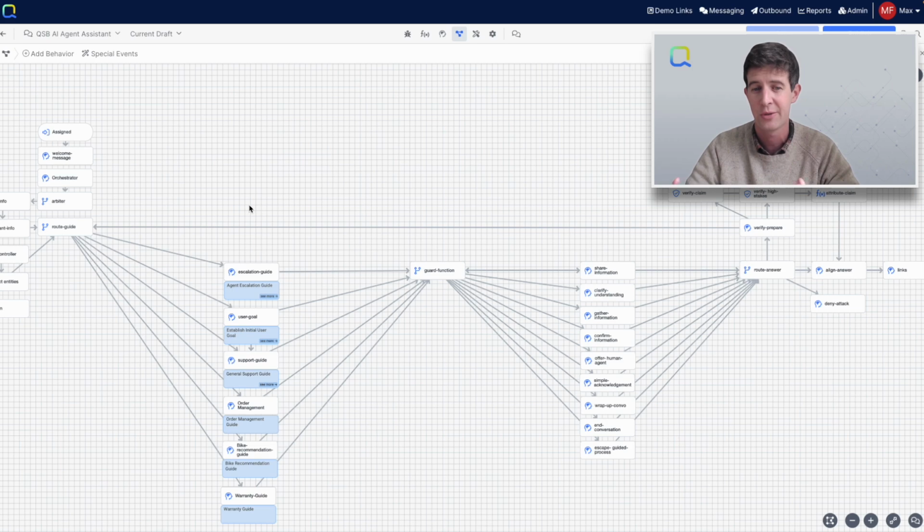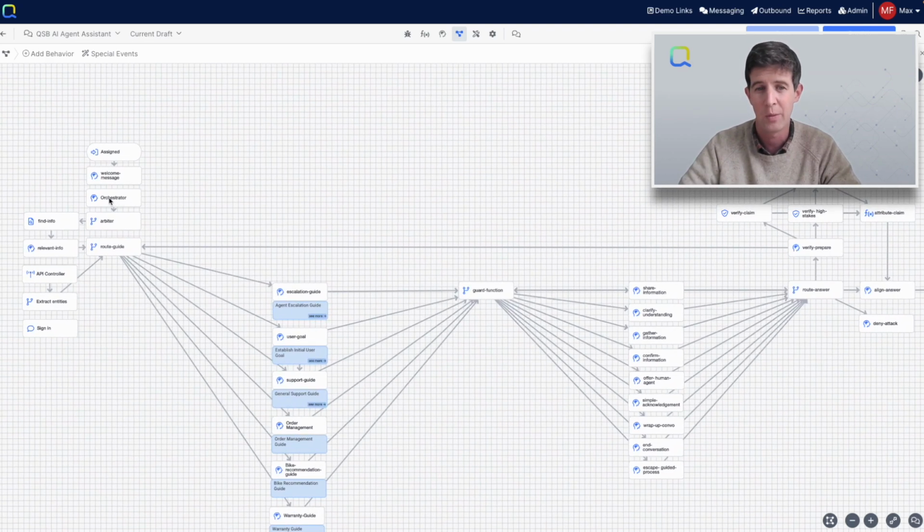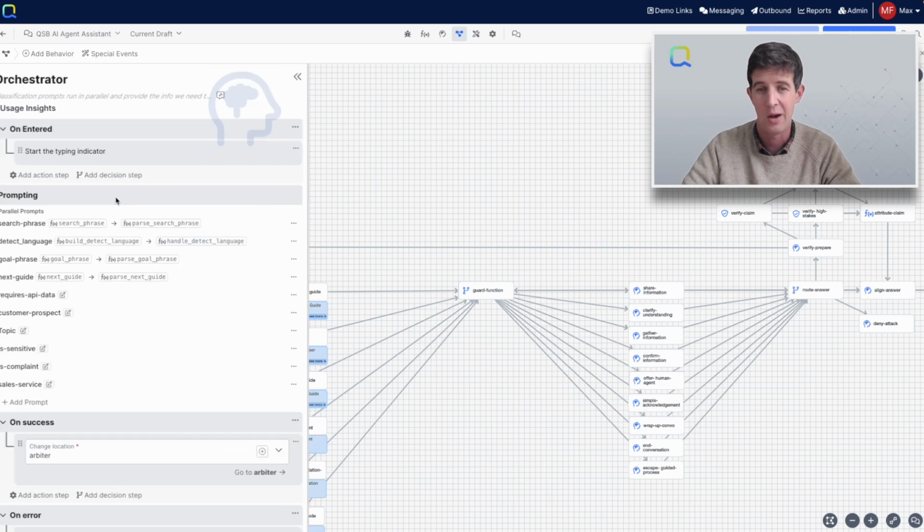So for anyone who's used Quiq's AI Studio, you know that we take a really flexible approach to agent architecture, allowing you to build however makes sense for your use case and your experience. One of the most important things to think about when setting up your orchestrator, which you can see here, is to ensure you're not just conditioning off of one input or classification. What do I mean by this?